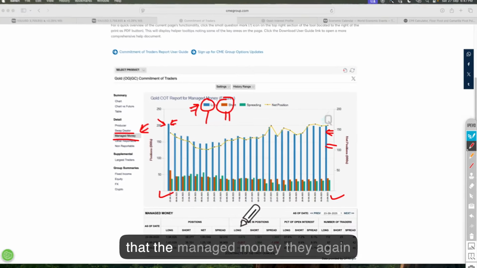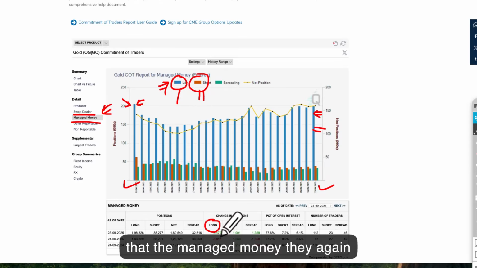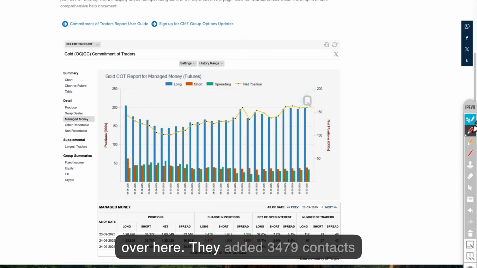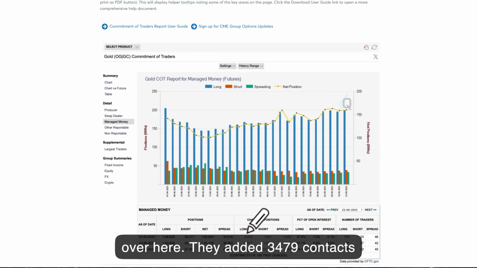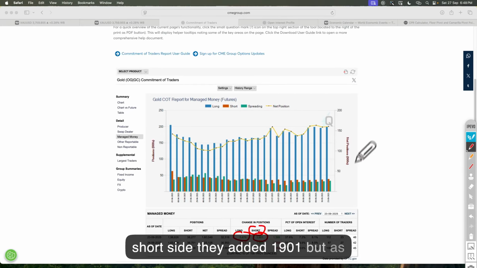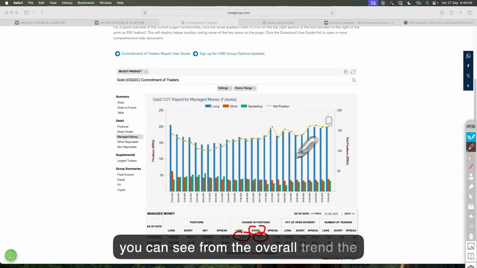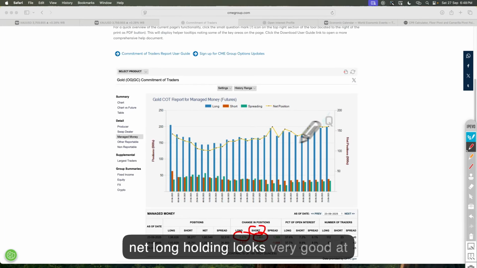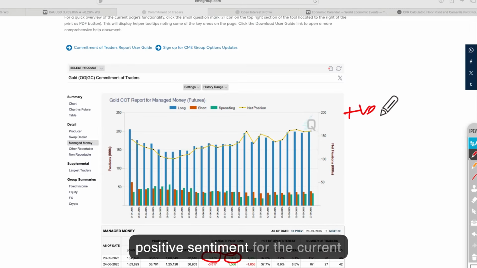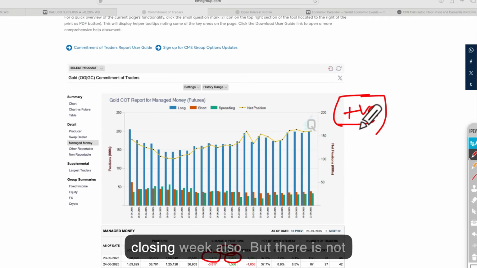For the current week, you can see that the managed money again added a good number. You can read over here, they added 3479 contracts on the long side. Yes, they also added some on the short side, 1901. But from the overall trend, the net long holding looks very good in the current report, and this is a positive sentiment for the current closing week also.